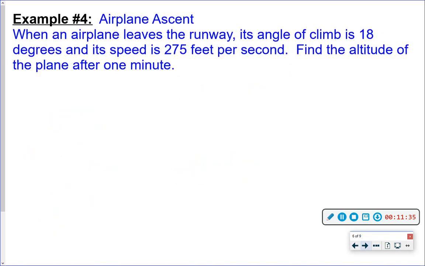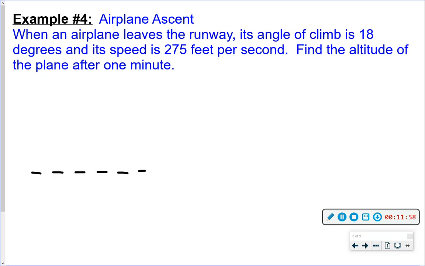All right, example number 4, airplane ascent. Oh, you're going to love my drawing of an airplane. When an airplane leaves the runway, its angle of climb is 18 degrees and its speed is 275 feet per second. Find the altitude, height of the plane after a minute. Okay, so let's start with drawing our runway.